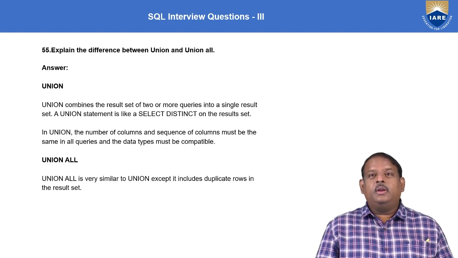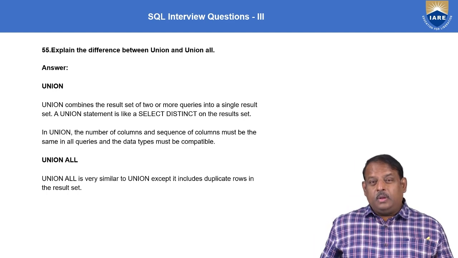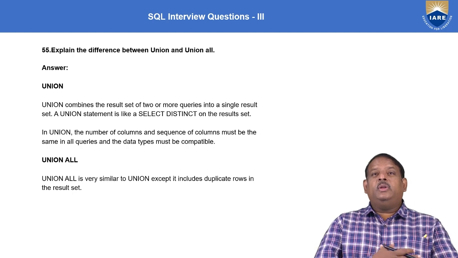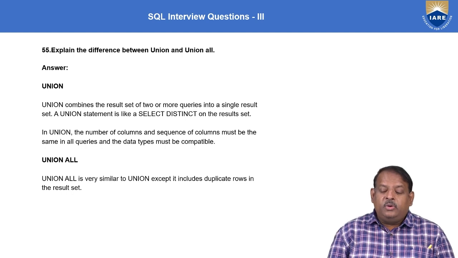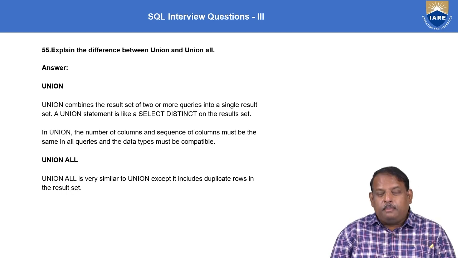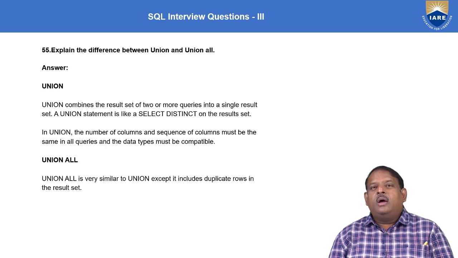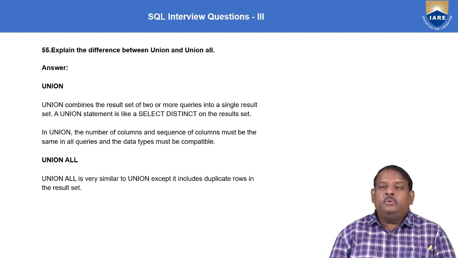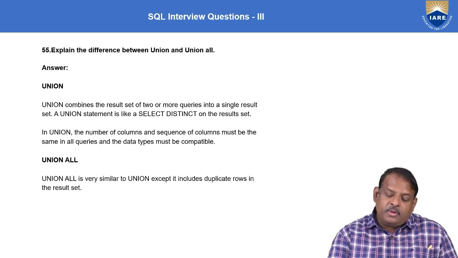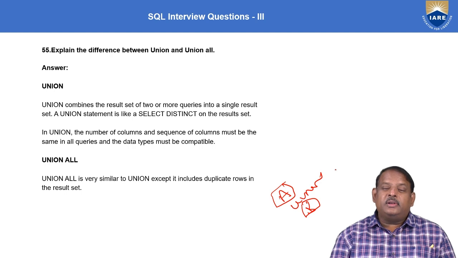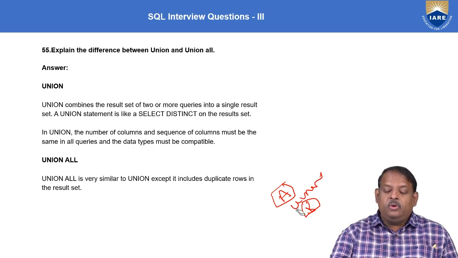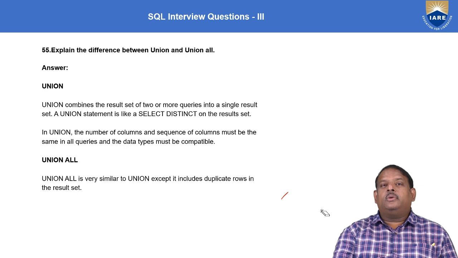Explain the difference between union and union all. Union and union all are commands to combine two result sets. So if I say A union B, this is one result set, this is one result set. These two result sets will be combined together by using the union. We have union and union all.